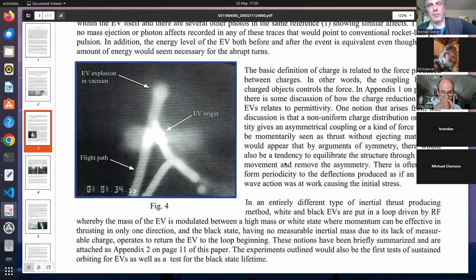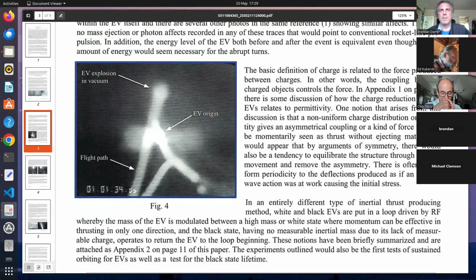One notion that arises from the discussion is that the non-uniform charge distribution on the entity gives an asymmetrical coupling, or kind of force, that can be momentarily seen as thrust without ejecting matter. And I'd have to say that asymmetrical coupling he's talking about, he's right on the money there.